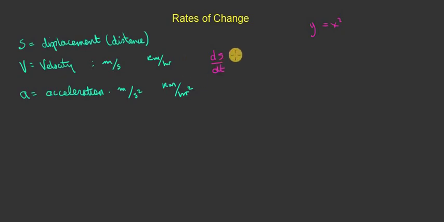you've got the time. So if you have a displacement like s is equal to 3t squared, well, ds/dt, or velocity, is going to be equal to 6t. And the units for that would be meters per second. So my first derivative will give me the velocity from the displacement.